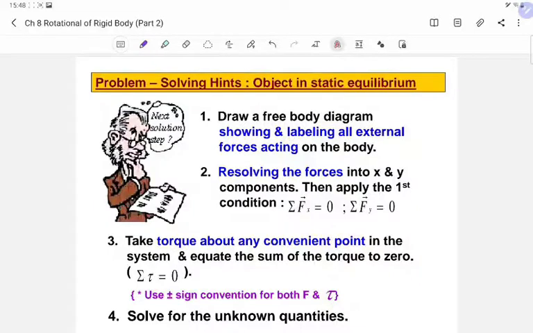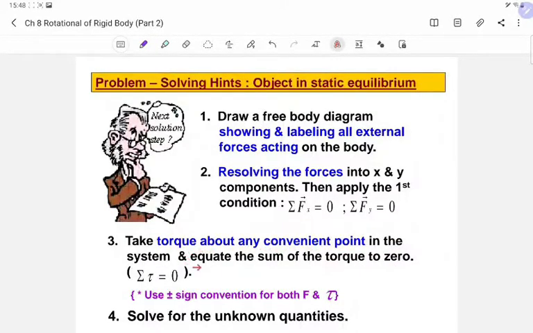So for that, the first thing you need to do is to draw a free body diagram showing and labeling all external forces acting on the body, and then resolving the forces into X and Y components. So this one will involve resolution of vectors. Then apply the first condition, Fx equals 0, Fy equals 0. Next, take torque about any convenient point in the system and equate the sum of the torque to 0.